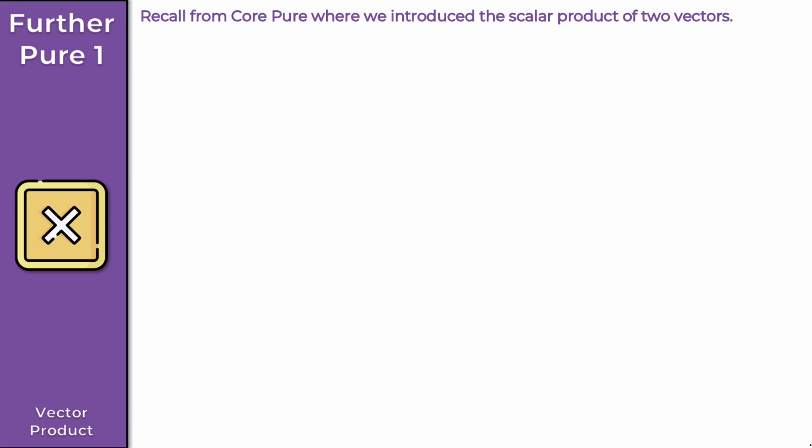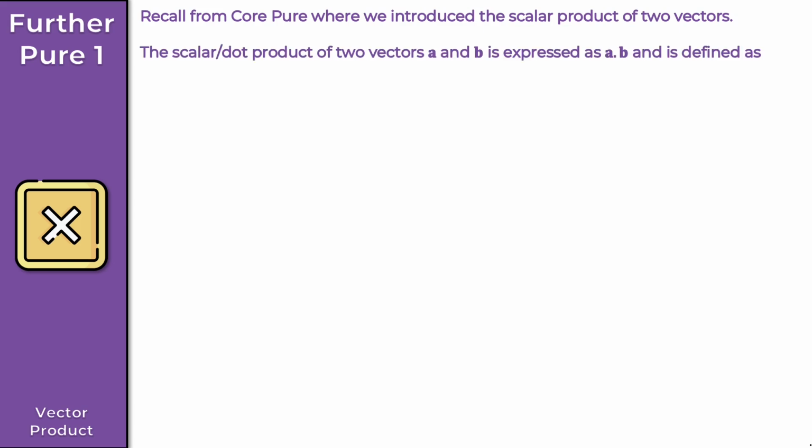In this video here, we're going to take a look at the vector product. So to begin with, just recall from Core Pure where we introduced the scalar product of two vectors. The scalar or dot product, whichever you prefer to call it, of two vectors A and B is expressed as A dot B and is defined as follows. A dot B is equal to the magnitude of the vector A times the magnitude of the vector B cos theta. And it should be obvious, but the scalar product produces a scalar.